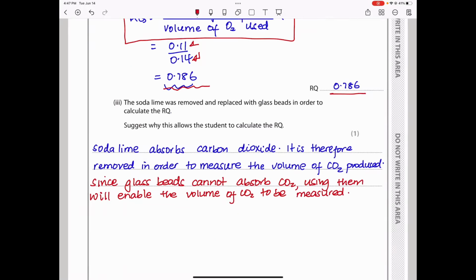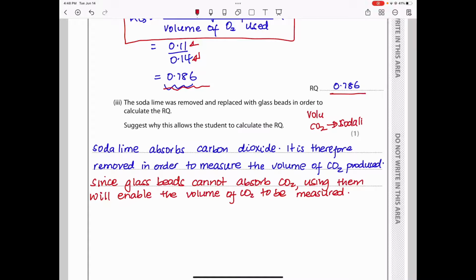Next part says, the soda lime was removed and replaced with glass beads in order to calculate the RQ. Suggest why this allows the student to calculate RQ. Again, you remember we said if you're carrying out an experiment about respiration in a respirometer, the volume of oxygen is going to be the only gas within the capillary tube. However, all the CO2 produced is going to be absorbed by the soda lime.